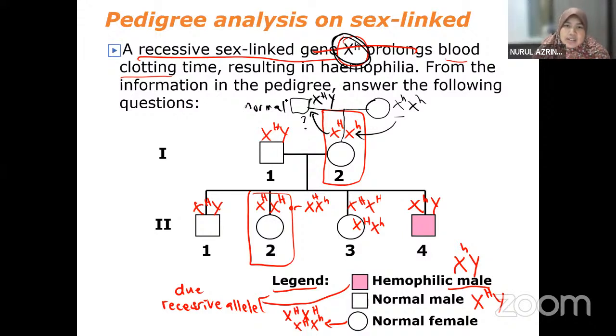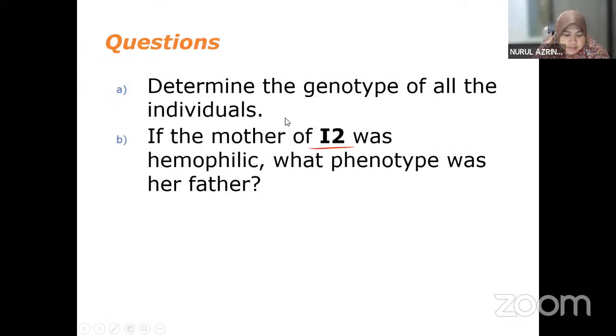Okay, kena ingat betul-betul penyakit tu ataupun sifat-sifat tu disebabkan oleh dominant allele ataupun recessive allele. Kalau sex link recessive, perempuan kena dua-dua recessive allele, then she will get the penyakit ataupun the traits. Kalau satu dominant allele, satu recessive allele, she will be the carrier. Okay, soalan yang ketiga. Jawapan tadi, what is the phenotype of the father? Normal.